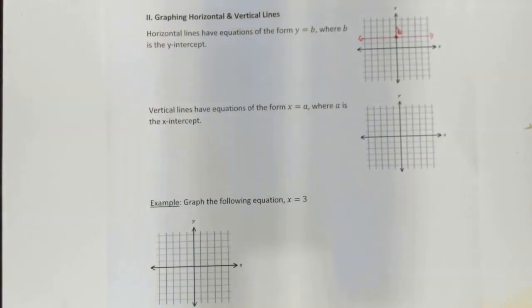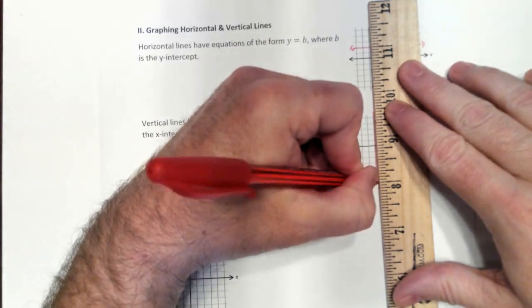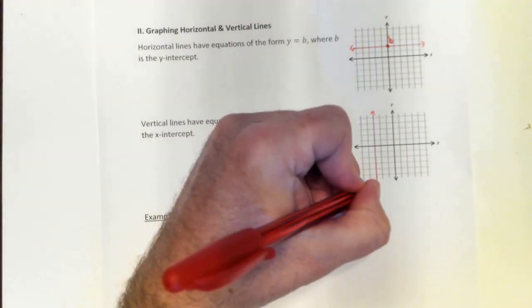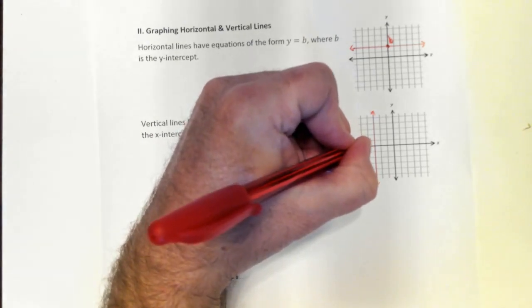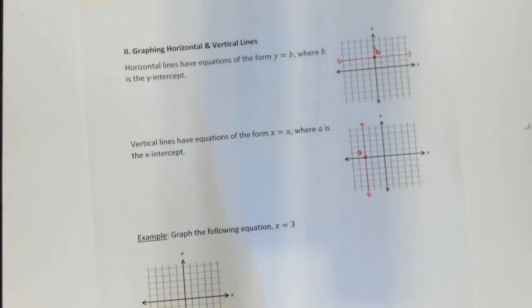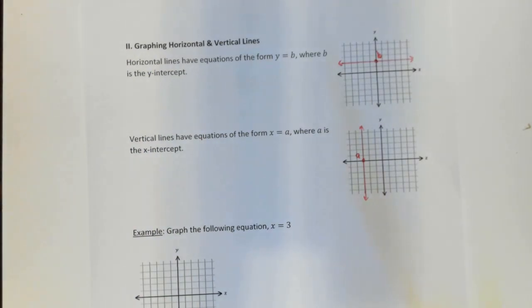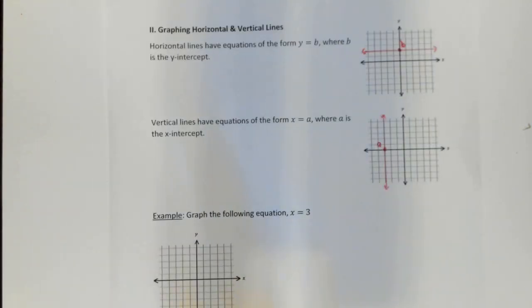And I'll do the same thing down here with my vertical line, where we'll have a vertical line that goes through the x value of a, whatever a is. In this case, here it is, right here. If it's vertical, it has the form x equals a, where a is the x-intercept. That's just to demonstrate the difference between vertical and horizontal.